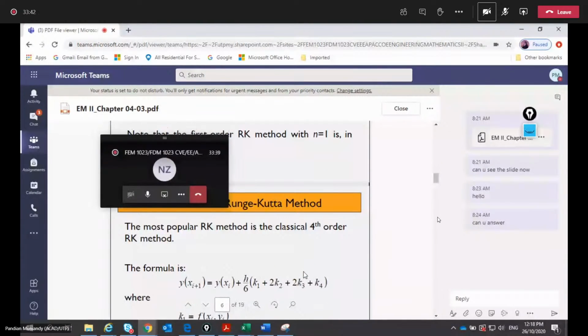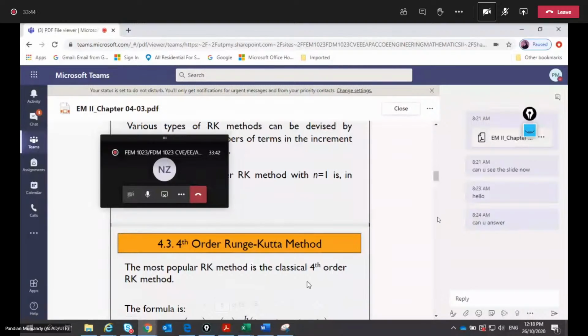So what is important here, class? This one you have to do a lot of numerical calculation. We call it a numerical experiment. So the most popular Runge-Kutta method is the classical fourth order. Fourth order, I highlight.